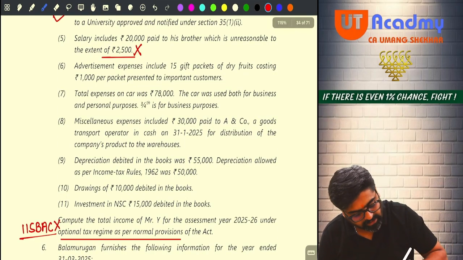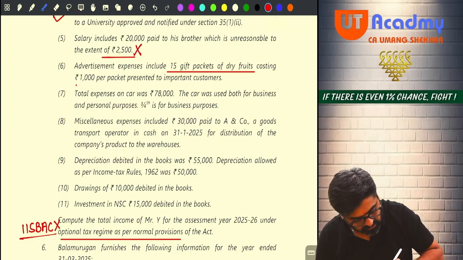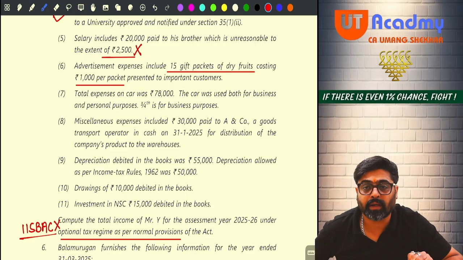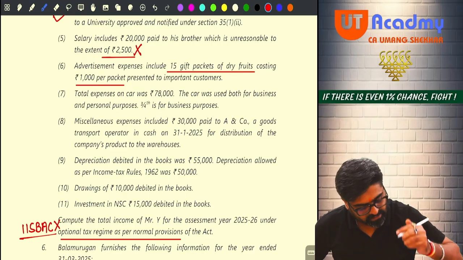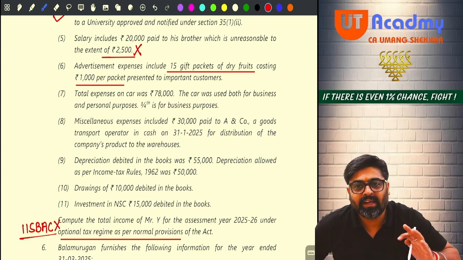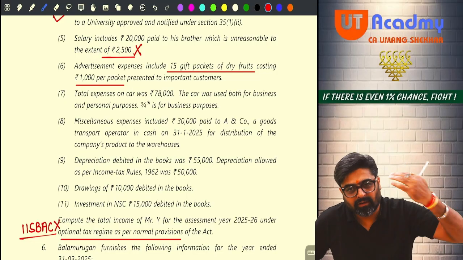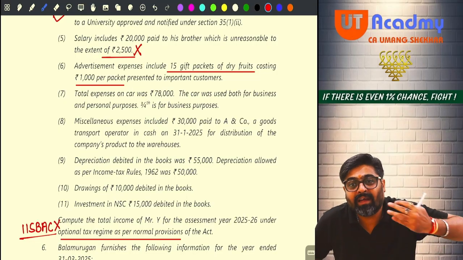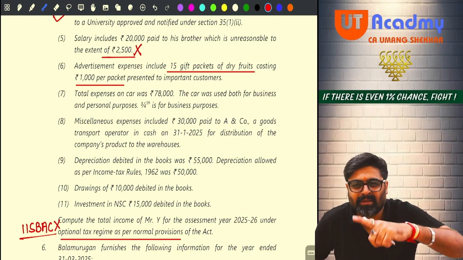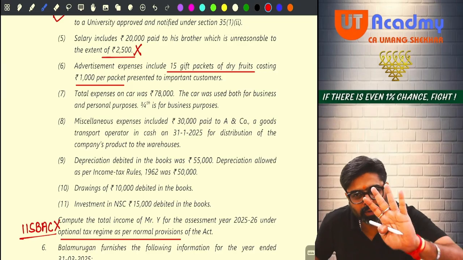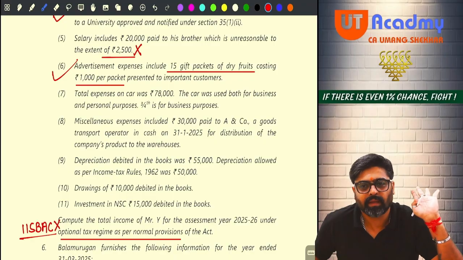Now advertisement expense includes 15 gift packets of dry fruits costing rupees 1,000 per packet presented to important customers. Now see, advertisement expense includes 15,000 rupees which I have spent on dry fruits. Have I myself consumed those dry fruits, or have I given those dry fruits to my important customers? Is it my business related expense? Should it be allowed? So it is allowed only. No need to add. Getting my point?